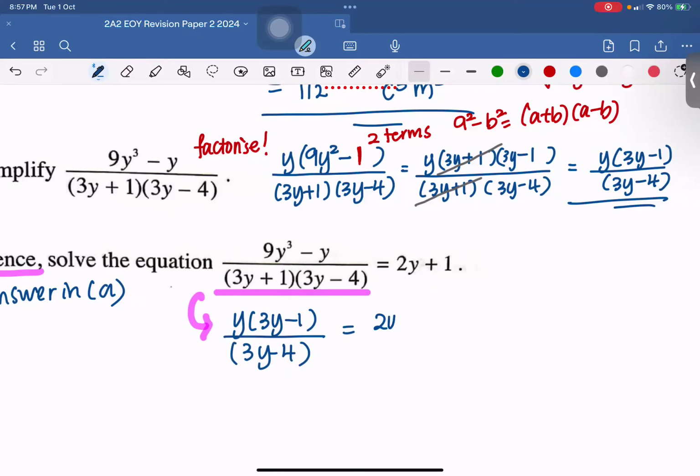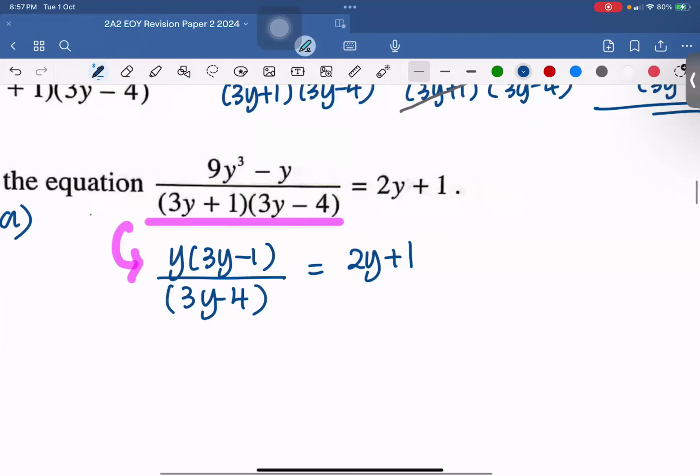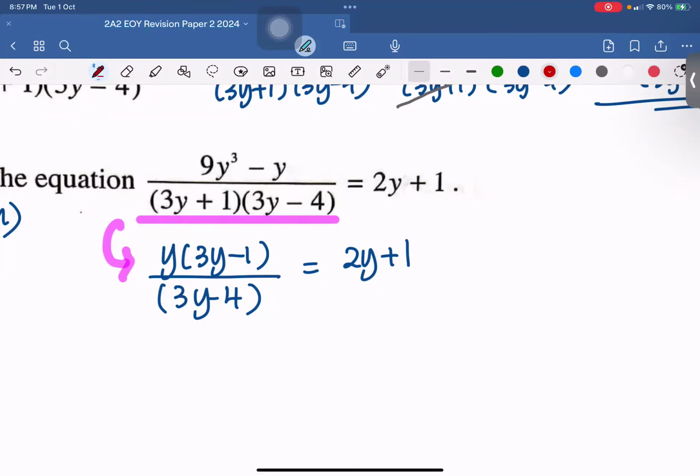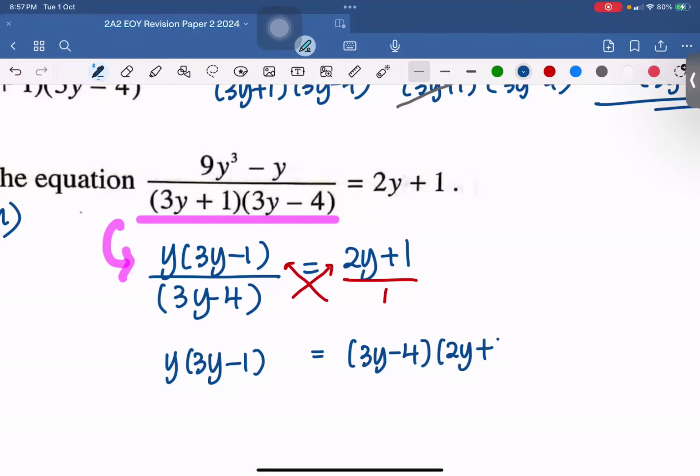Equal to 2y plus 1. The moment you see this, what do I do? Cross multiply. Correct, I put over 1. We cross multiply. So y times 3y minus 1, then this is the whole thing: 3y minus 4 multiplied with 2y plus 1.